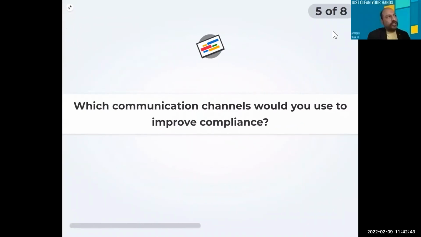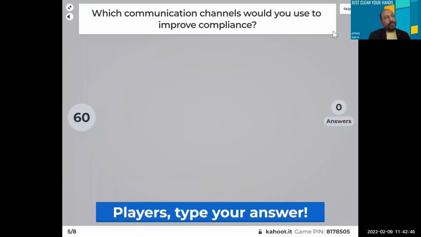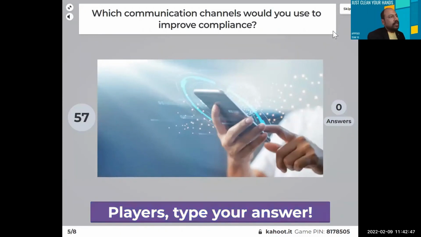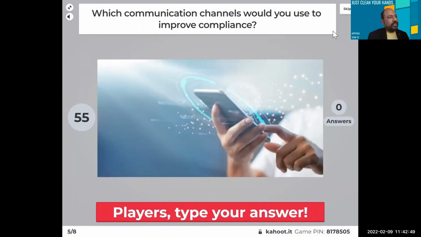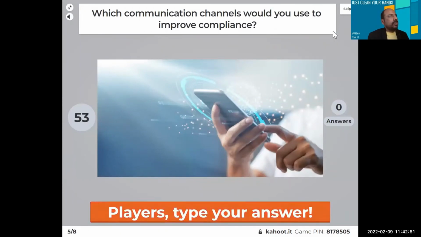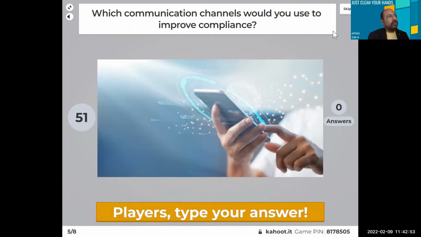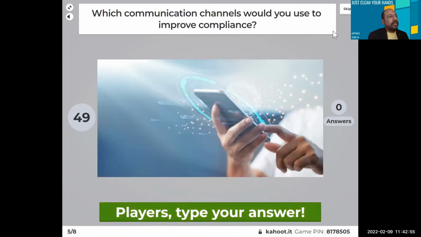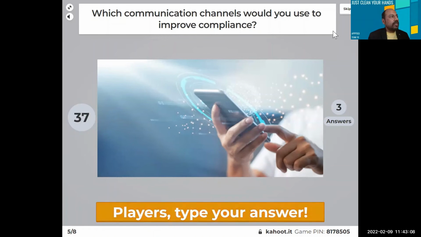Okay, here's the next question. Which communication channels would you use to improve the compliance? You have to type your answer within 20 characters. Think of what type of communication is required for engaging all stakeholders in hand hygiene compliance, like merchandise or posters, whatever you think of. Please type here, and let's see what the responses are. You still have 30 seconds to think.